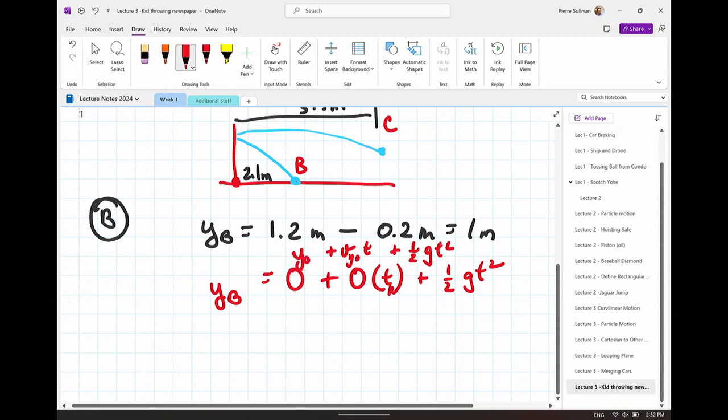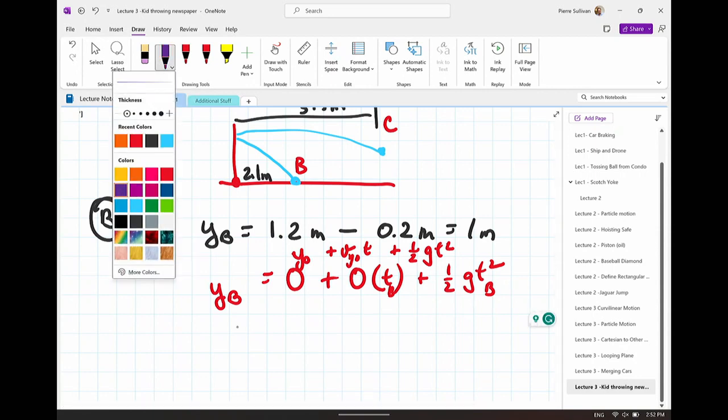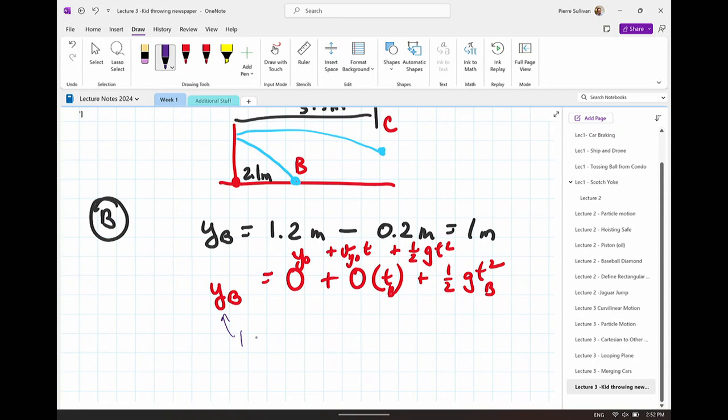So, if I do that, I know this is 1. These things have gone away. This is the only thing I don't know. I know g. So, if I subtract everything off, I can say, oops, look at that. T sub b equals 2yb over g.